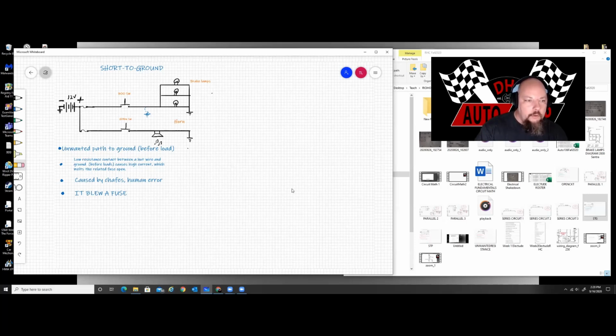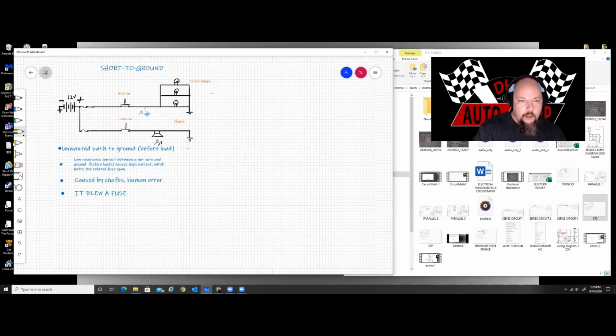You have got right here an unwanted connection to ground before the load, okay? This connection before the load would only become a problem once your switch is connected, okay? So if you connect the switch, you push down on the brake switch and you make your connection, current's going to flow. Ideally, the lights would light up, consume the voltage, and everything would be done. But instead, we've got this connection to ground here.